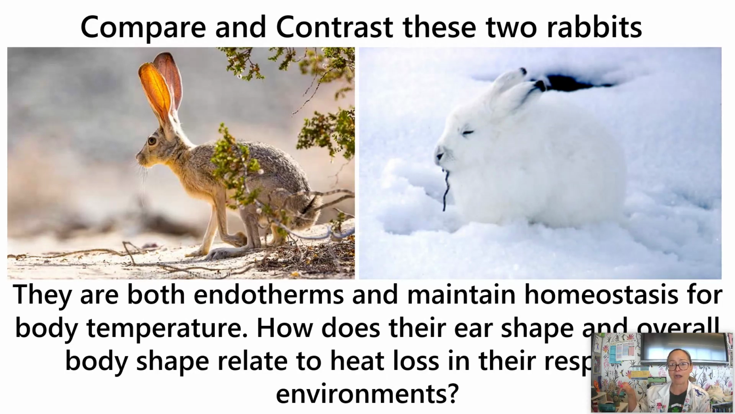compared to the Arctic hare, which has evolved a shape with a lower surface area to volume ratio to contain its heat, because it's a warm-blooded endotherm in the Arctic. It's evolved to prevent heat loss to the environment and have a very low surface area to volume ratio.